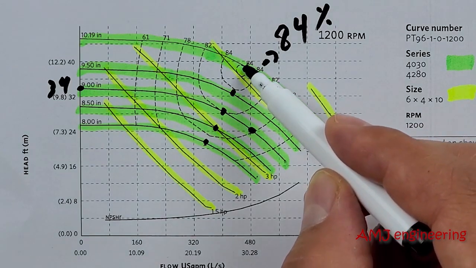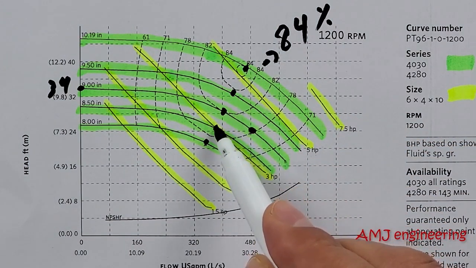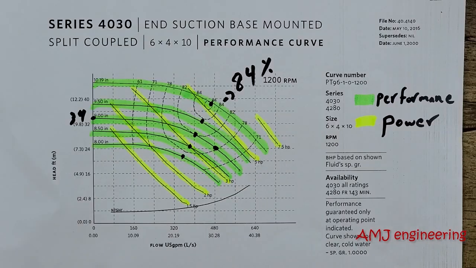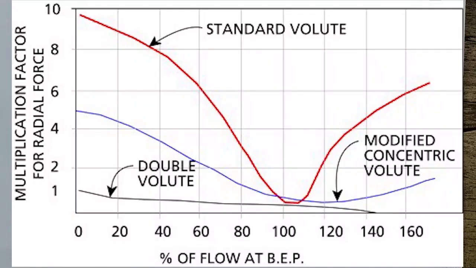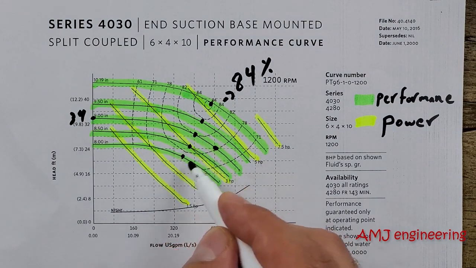Now, some curves will also mark the best efficiency point. This is the point on a pump's performance curves that corresponds to the highest efficiency and is usually between 80 to 85% of the shutoff head. At the best efficiency point, the impeller is subjected to minimum radial force, promoting a smooth operation with low vibration and noise. Pump runs best at or near best efficiency point.